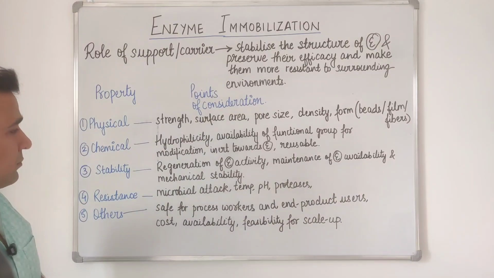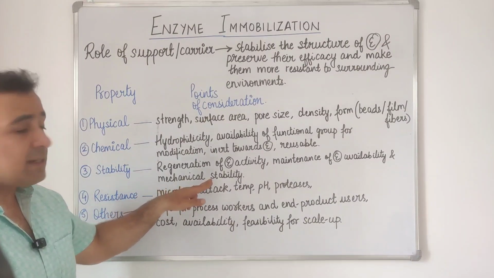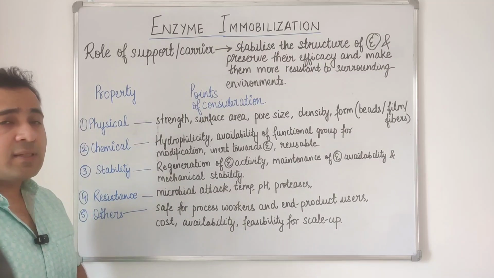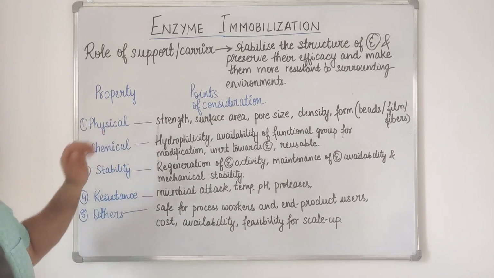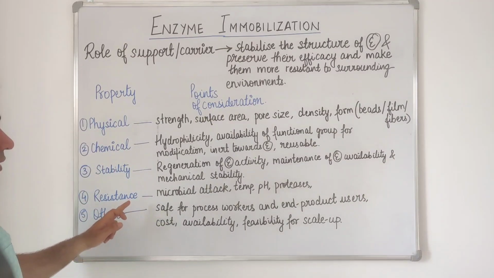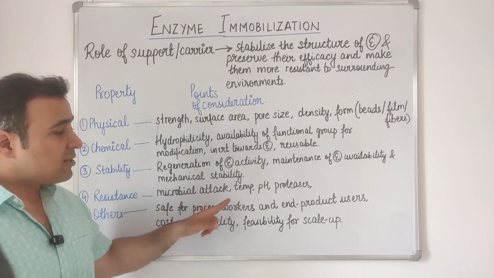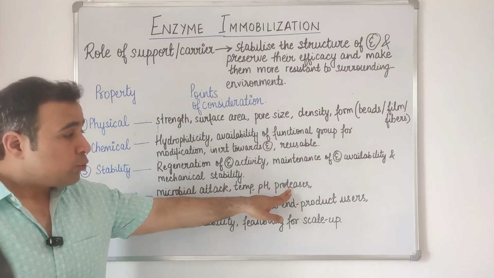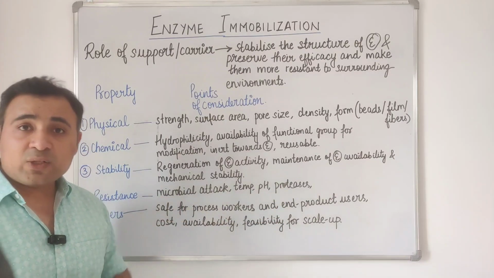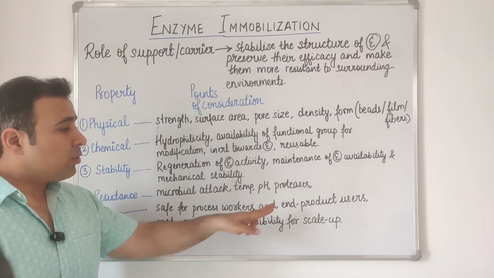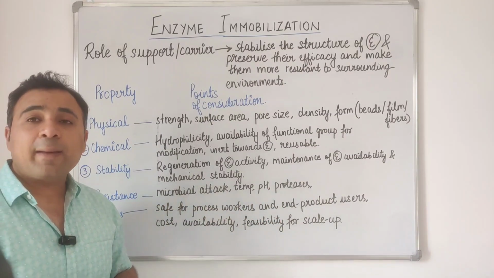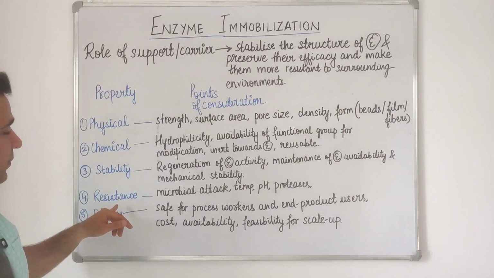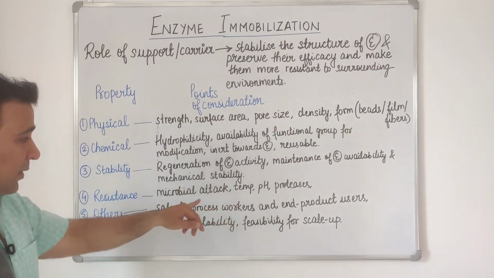Then there is mechanical stability, which means that any wear and tear during the process should not affect the stability of the carrier. And fourth is resistance to microbial attacks, resistance to temperature changes, resistance to changes in pH, and resistance to proteases. As you know, enzymes are proteins in nature, so different proteases can damage the structure of the enzyme. So the support should be resistant to all these factors.